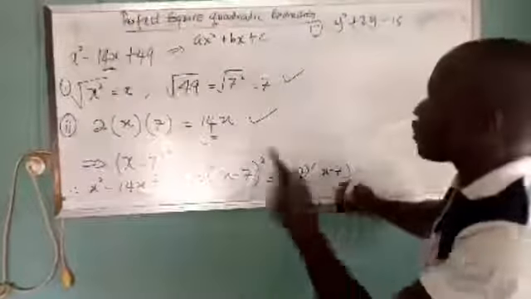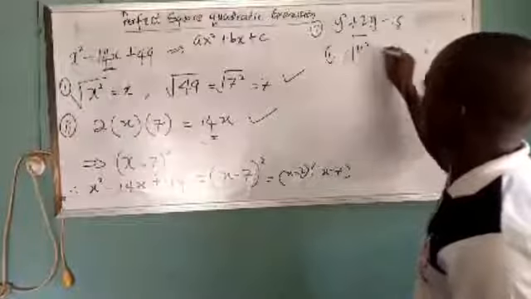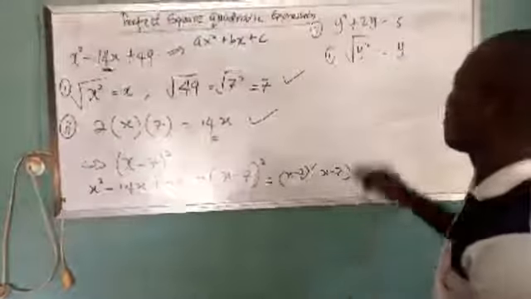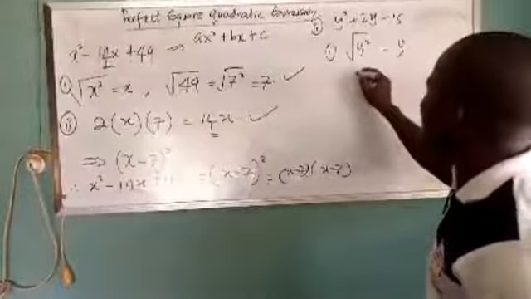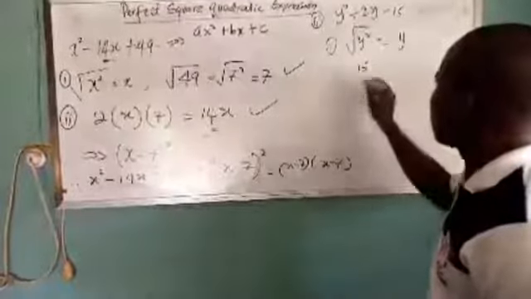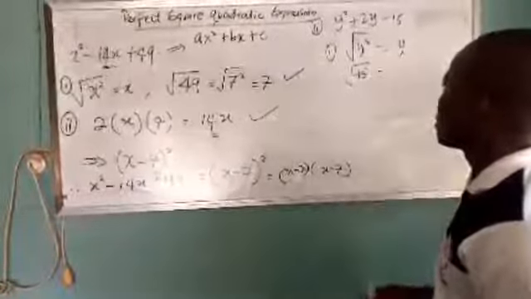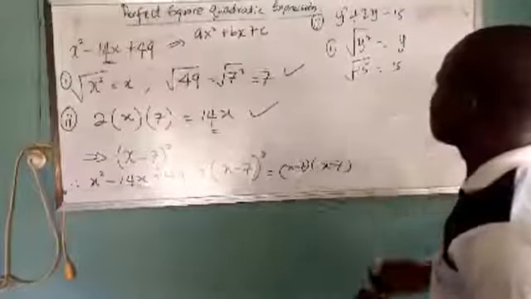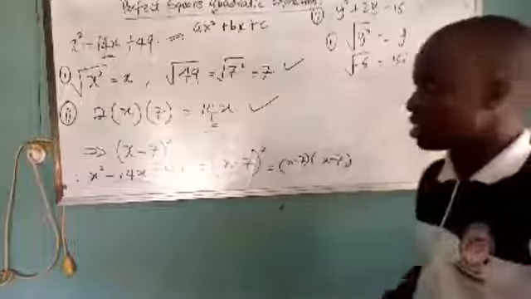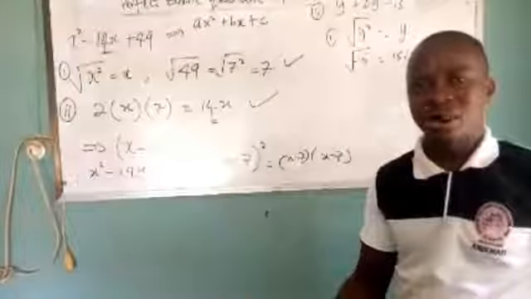Now, let's check. The first term of this expression, if you put it under the square root, must give us an exact value, which is y. Good. But look at the last term, which is minus 15. The square root of minus 15 will give us 15i, which has led us to the complex plane, a complex value.